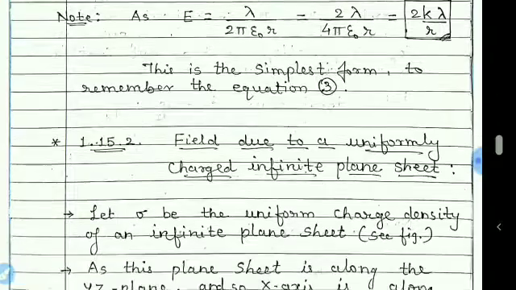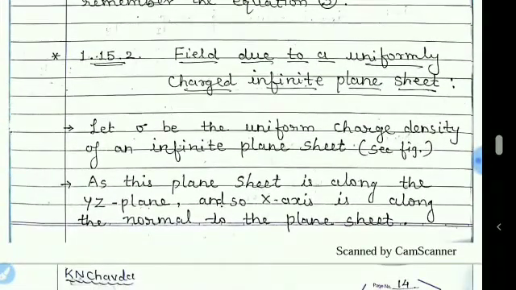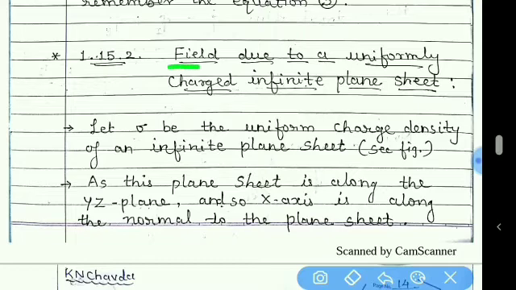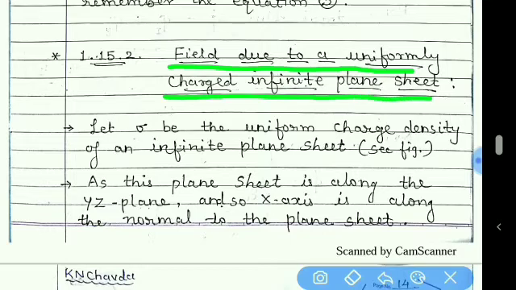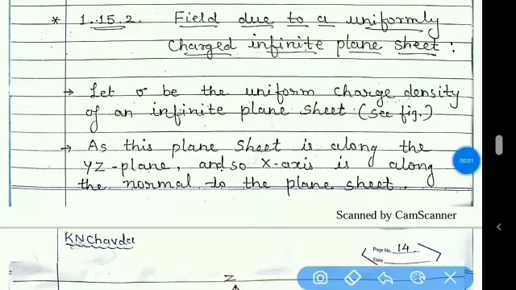Now our next topic is the electric field due to a uniformly charged infinite plane sheet. The first case was about linear distribution. The second case is about the surface charge distribution. Now we know that for the surface charge distribution, the charge density related to it is called surface charge density, which is denoted by sigma.